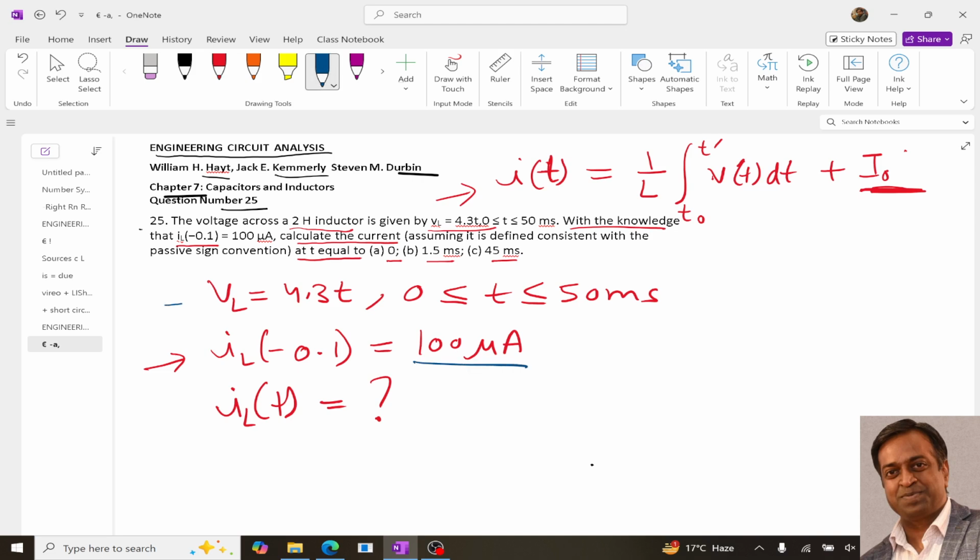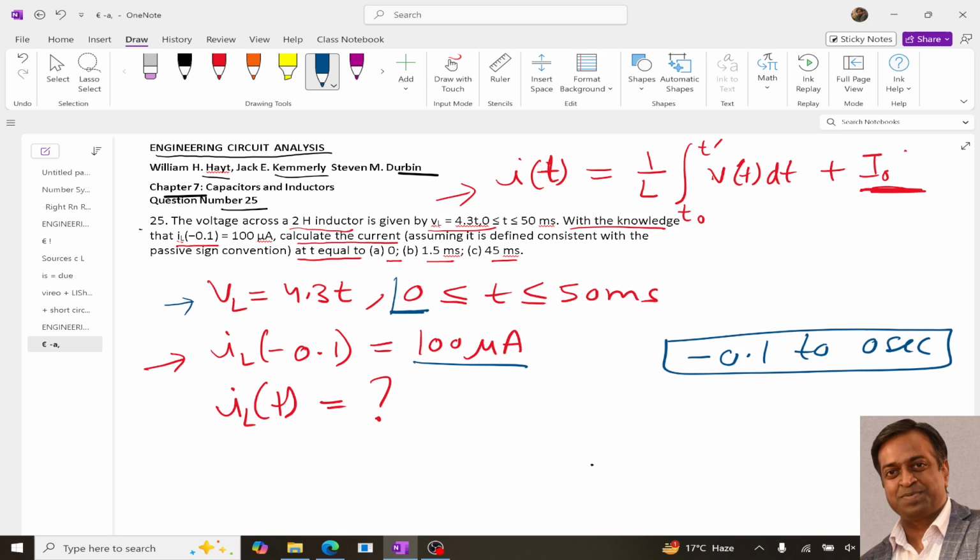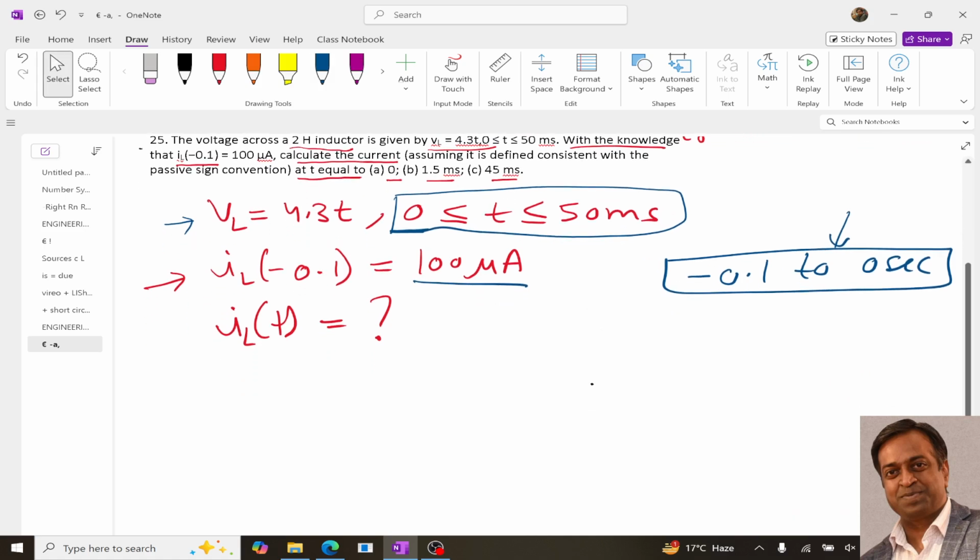Now it is given that v(t) has a range starting from 0. The problem is, what is there between -0.1 and 0 seconds? What is the voltage during this range? Because we can apply the integration only for the known range, and we do not know the voltage during this range. So how can we determine the voltage across this?